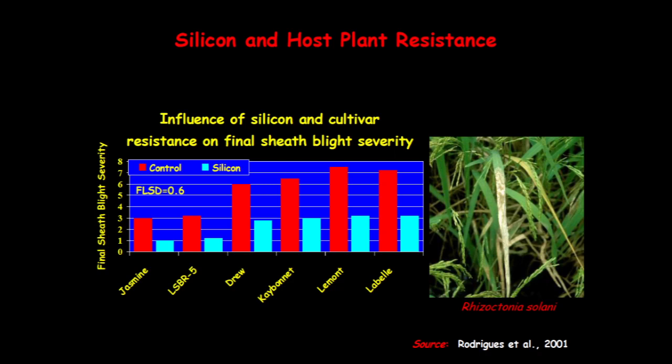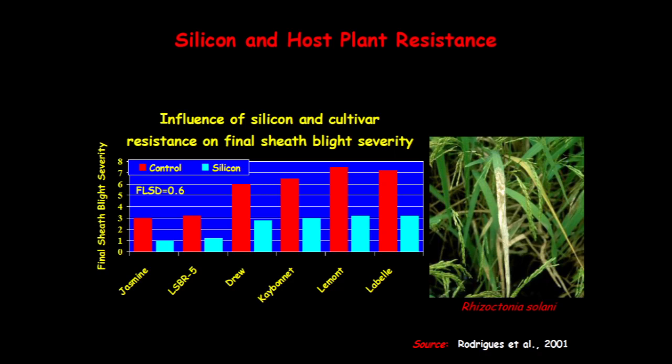But what was interesting to me was that you were able to take the susceptible cultivars and the moderately susceptible cultivars and push that level of resistance to the same level of high partial resistance. So this has implications for managing resistance under field conditions.